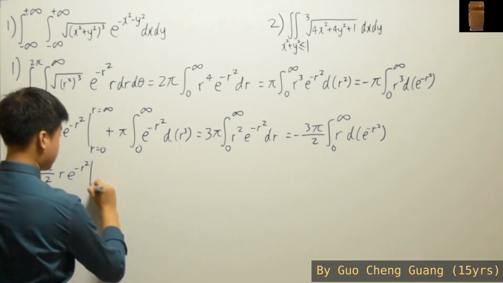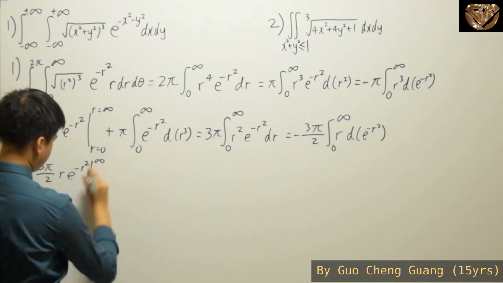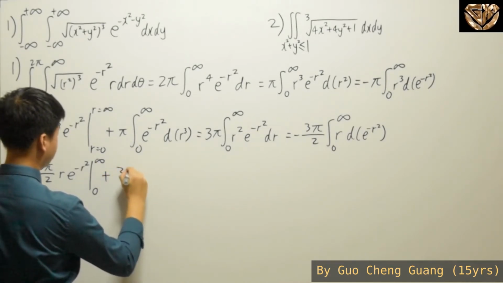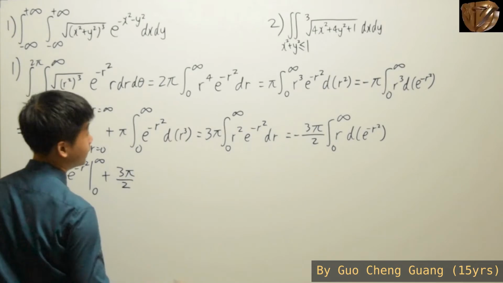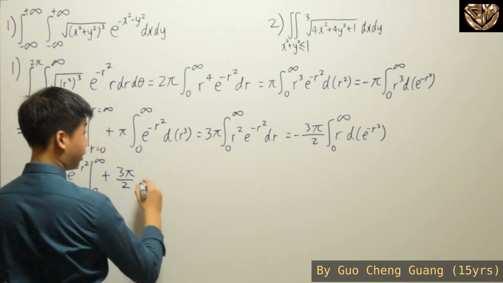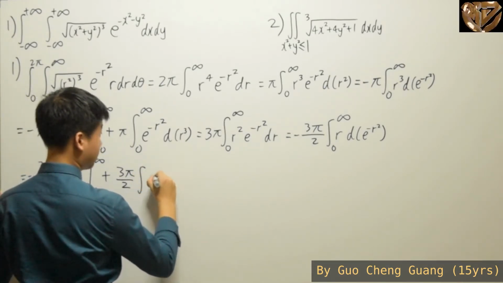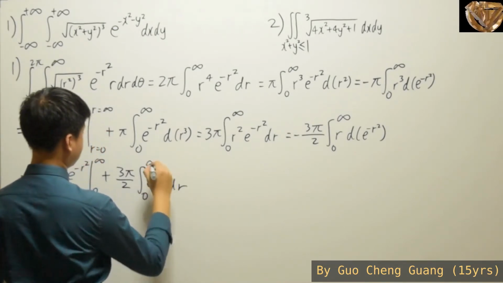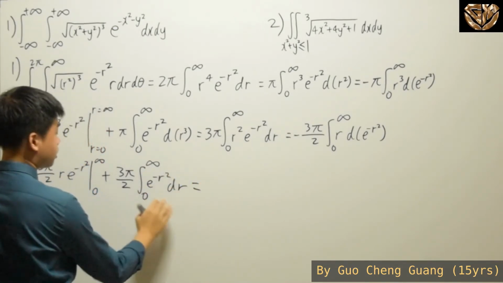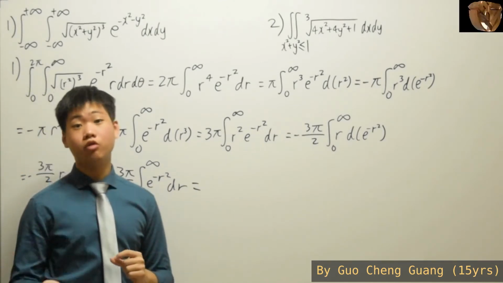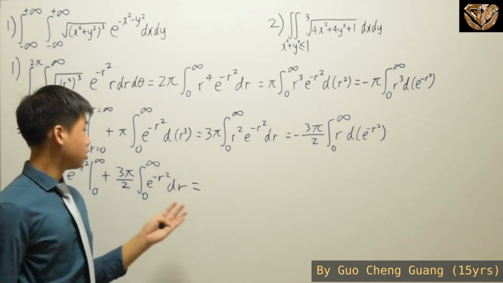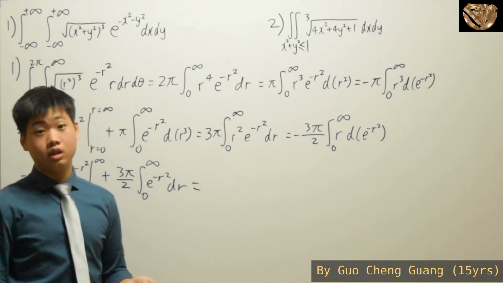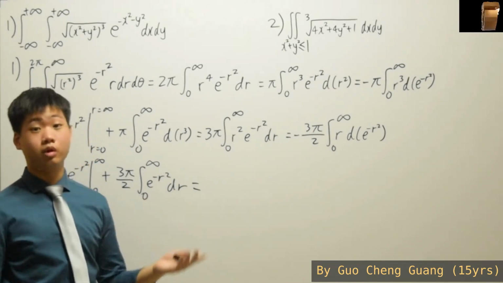And then substitute in 0 and infinity, then plus 3 pi over 2, and then you will have the integral of e to the power of negative r squared dr, and this boundary is from 0 to infinity. Right, so does this look like a more solvable form? Well, of course, it is your Gaussian integral. So Gaussian integral, what is your answer essentially? It will essentially be square root pi.